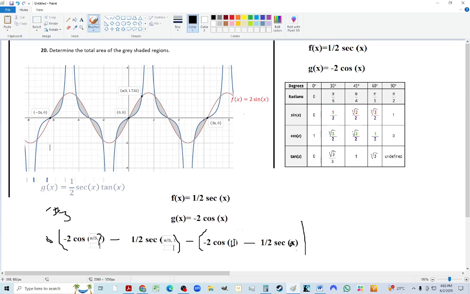Well, fortunately, I have all the values on the table up here. So cos of pi over 3 is right there. It's a half. I'm going to multiply it by -2. It becomes -1. Then the secant of pi over 3 is going to be the flip of the cosine of pi over 3. Secant is the inverse of cosine. So the cosine of pi over 3, as we just discovered, was a half. So the secant is the inverse of that, 2. And it's going to be multiplied by a half, so 1.